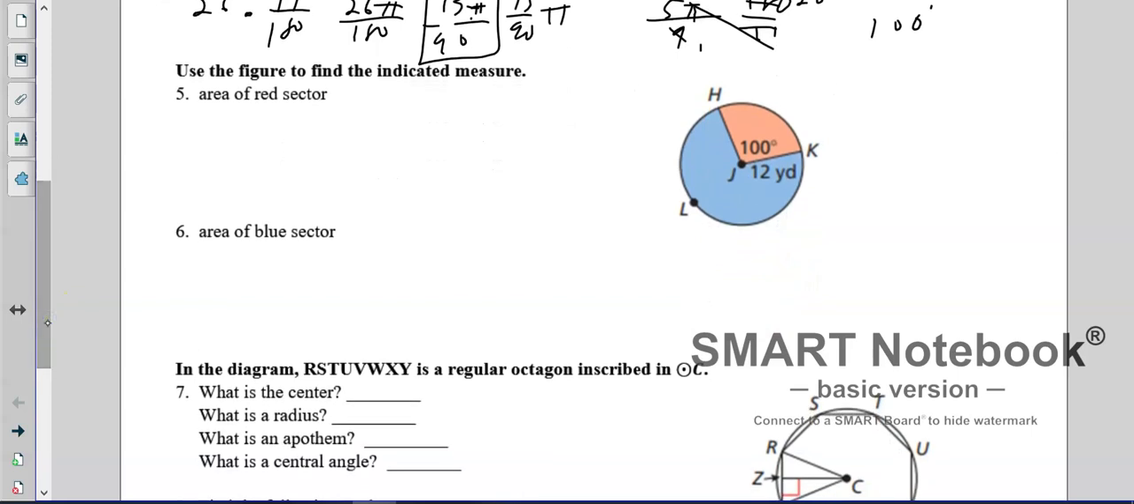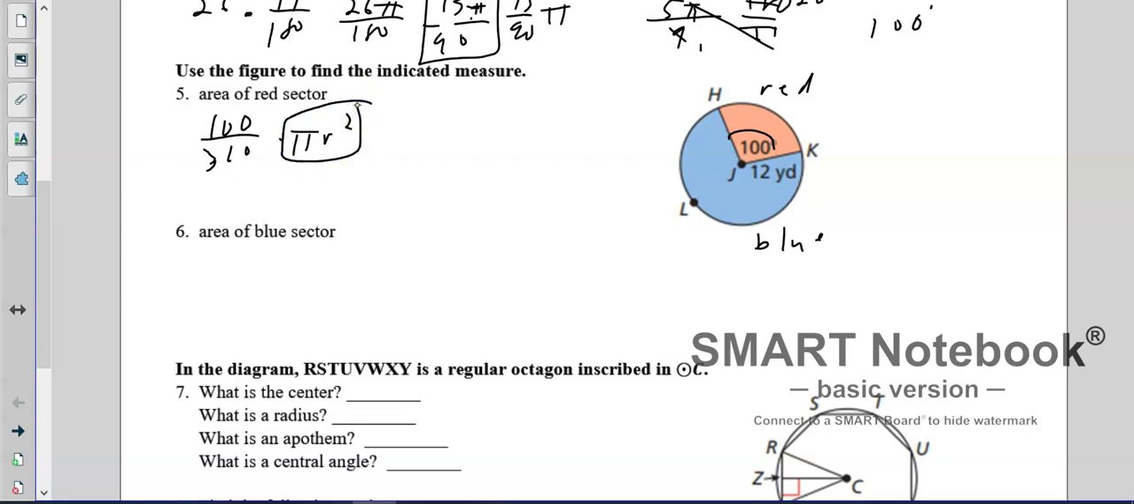Now on yours, it's hard to tell. This is the red. This is the blue. It doesn't really matter because you're finding both of them. Okay. So the area of the red sector is simple. You're going to have the formula on the test. All these formulas will be on there. You take the fraction that we know, so 100 over 360, because we're finding this right now, times pi r squared. Remember, this right here is the area of the whole circle, but we're just trying to find this fraction of the circle. So you just do the math.